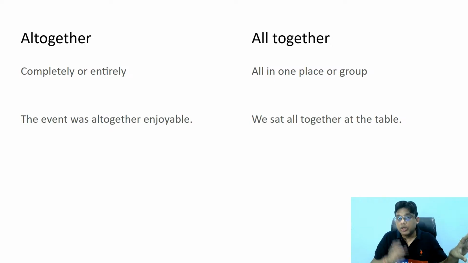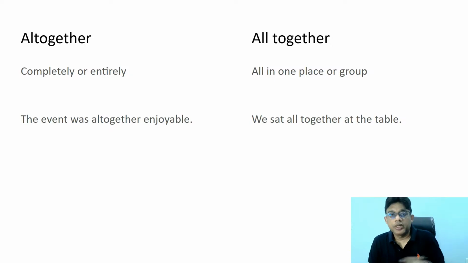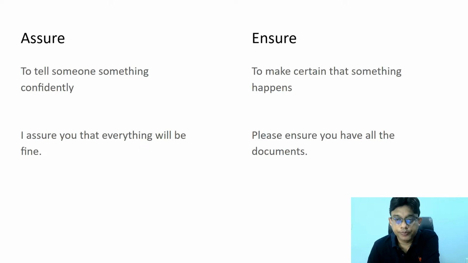So altogether, all together. See the difference. Altogether is a single word, completely or entirely. All together is slightly separate. Make a sentence with this quickly. Next one. Assure, ensure.